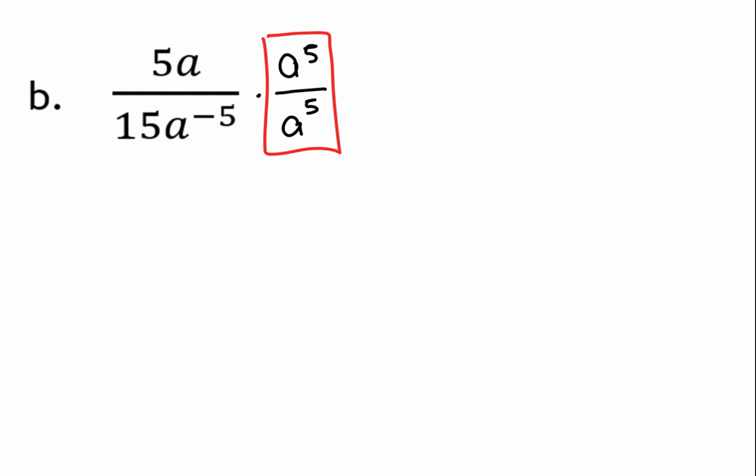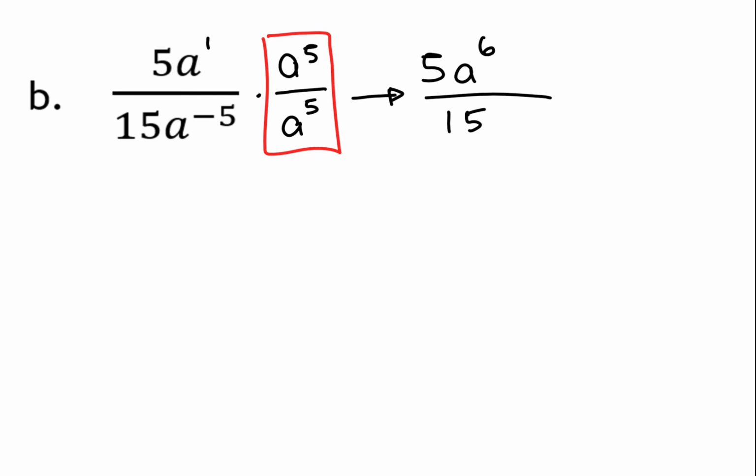The reason why I selected a to the 5th power is because in my denominator, I can see I've got a to the negative 5th times a to the 5th, which is a to the 0 power, which equals 1. So happy day. In my denominator, I just have the number 15. In my numerator, I now have 5, and I also have a to the, it was a first, and then I've got 5 more factors of a, so there's a total of 6 factors of a. So 5 times a to the 6th over 15.